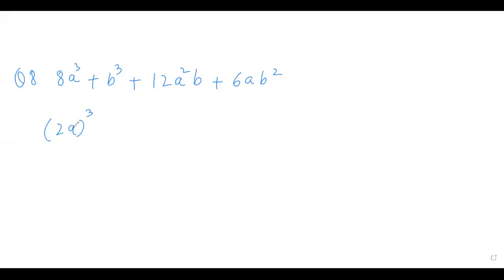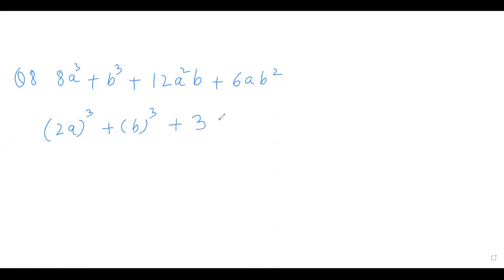So if I change 8a cube, then how can I write it? I can write it 2a whole cube. Okay, and b cube is b cube only. So that gives me an idea that I have to go for the identity a plus b whole cube. Okay, so I'm just changing this in that term. So a cube plus b cube plus 3ab.